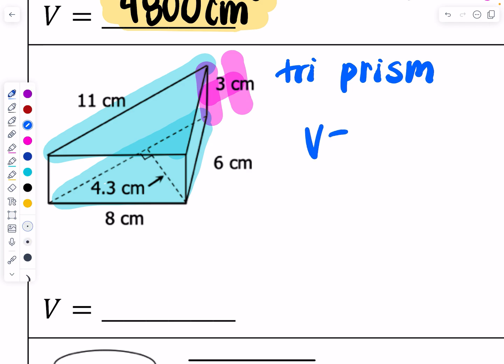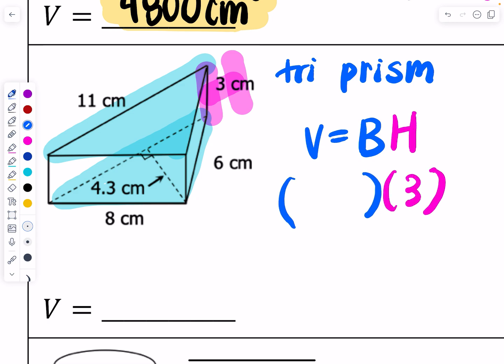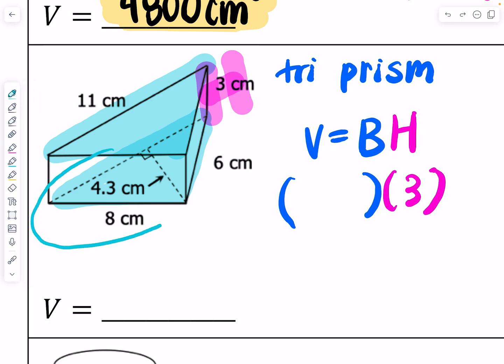So now I've got volume equals base times height. I've got the 3, but I need to find the area of that triangle. So when you go to find the area of that blue triangle, just the blue triangle, I like to circle it to kind of help me focus on it. Oh, need the actual pen. I'm going to circle this. And we've got a lot of pieces that are written on there. We've got 4.3, we've got 8, and we've got 6. So there's technically 3 bases. There's the 8, the 6, and we don't have this one right here written yet, but we can find it.